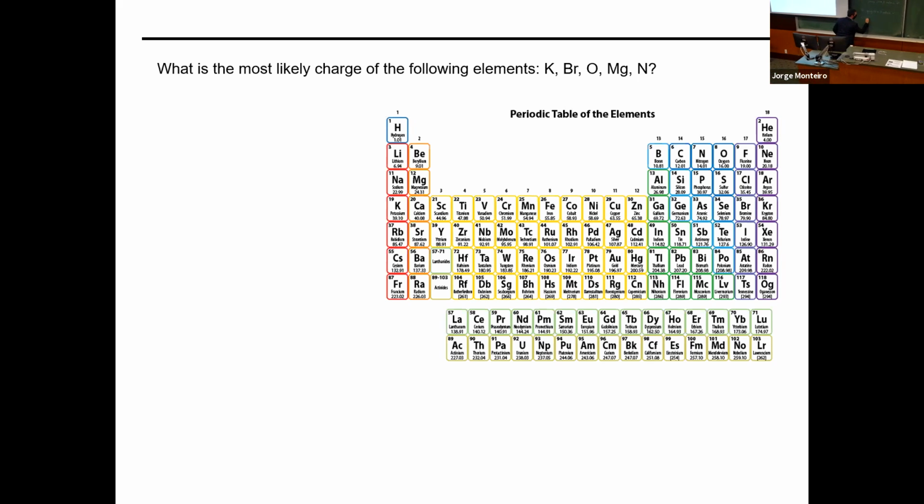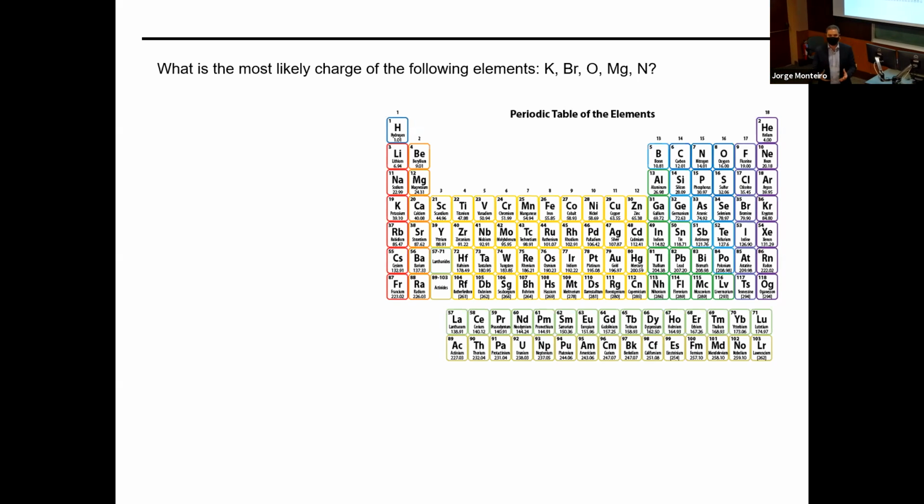Oxygen is in group 16, right here. Again, 16 minus 10 gives 6 valence electrons. Magnesium is in group 2, so therefore, 2 valence electrons. And finally, nitrogen, group 15. 15 minus 10 is 5 valence electrons.